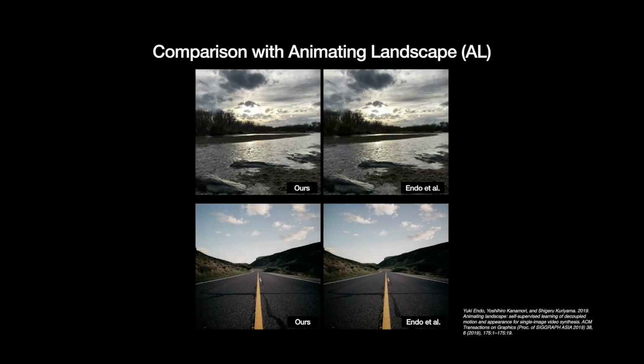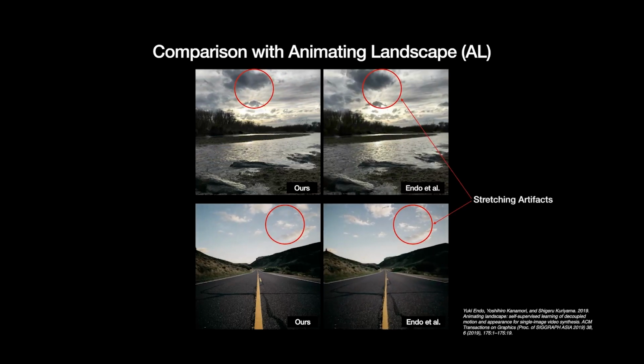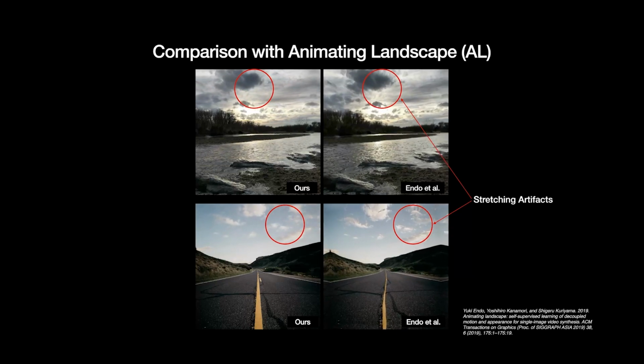We now compare the results of our method with those of previous approaches. First, we compare our method with animating landscape, which is one of the baselines in cinemagraph generation. Because of the recurrent backward warping operation, the results show stretching artifacts in the indicated region. In contrast, by applying forward warping to the deep features of a pre-trained StyleGAN, our method generates plausible motion.